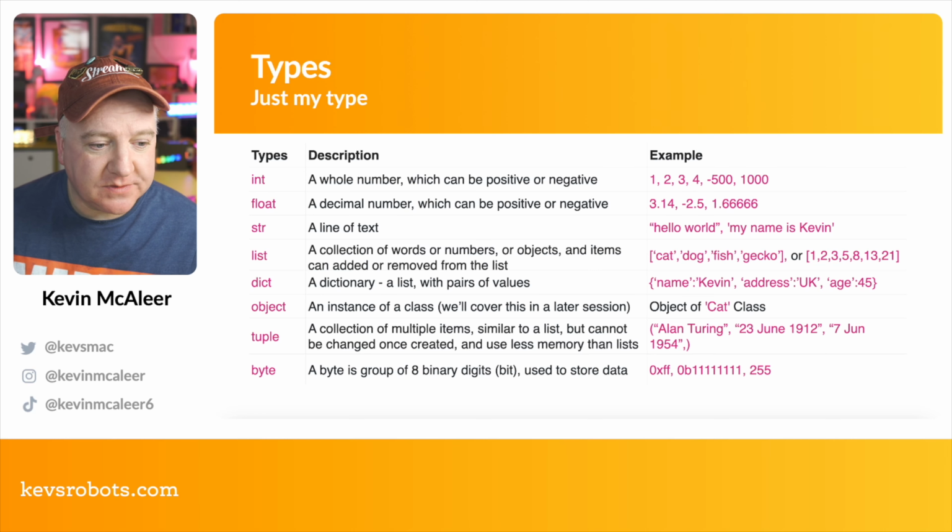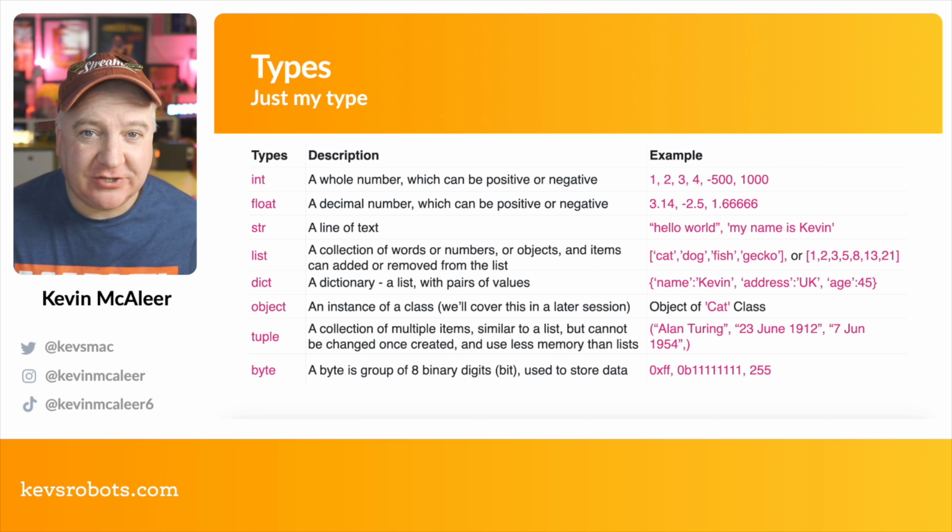We've looked at tuples there, and the very last thing on our list there is bytes. So a byte is a group of 8 binary digits or bits, ones and zeros, on or off, and they're used to store data. And we're going to have a look at that in a much more granular detail in a minute.